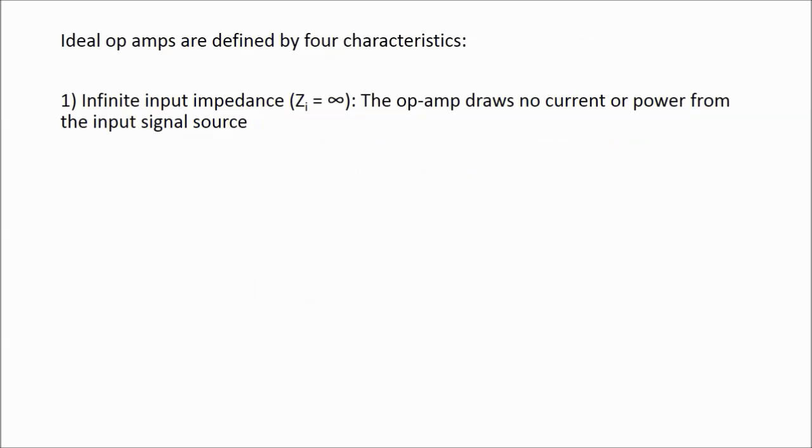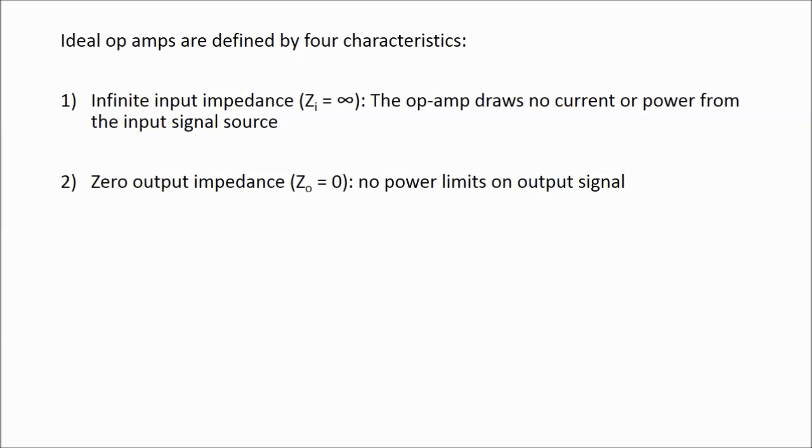So here are the four characteristics of ideal op-amps. First is that they have infinite input impedance. That means that the op-amp doesn't draw any current or power from the input signal source. So it doesn't matter how small your signal is, an ideal op-amp will still be able to handle that. The second characteristic of an ideal op-amp is that it has zero output impedance, which means that your circuit will not be limited by the amount of power that can be put out by the op-amp.